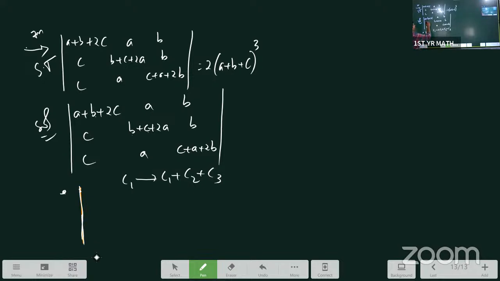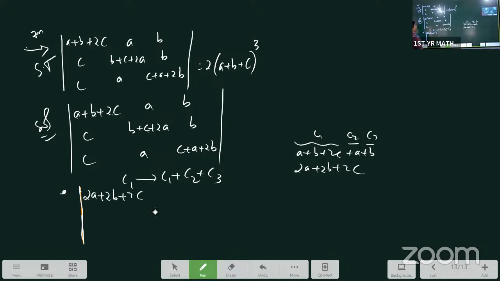Now start adding. A plus B plus 2C, next plus A plus B. This is your C1, this is your C2, this is your C3. Now I am adding them. So what am I going to get? 2A plus 2B plus 2C. See, all 3 I got the same. So here 2A plus 2B plus 2C.